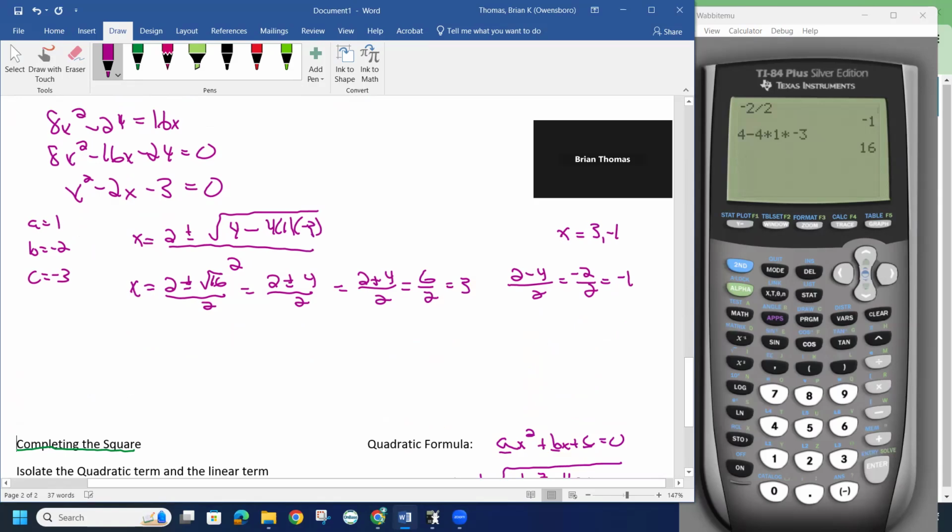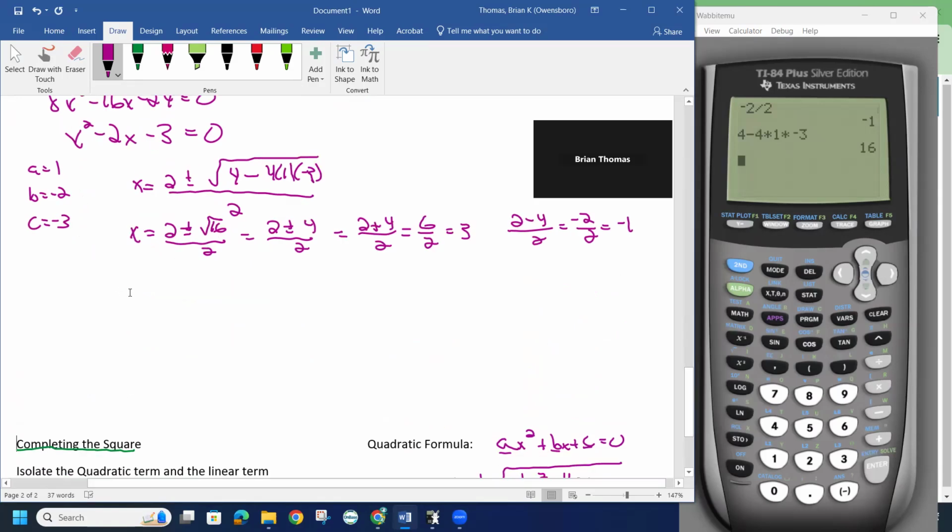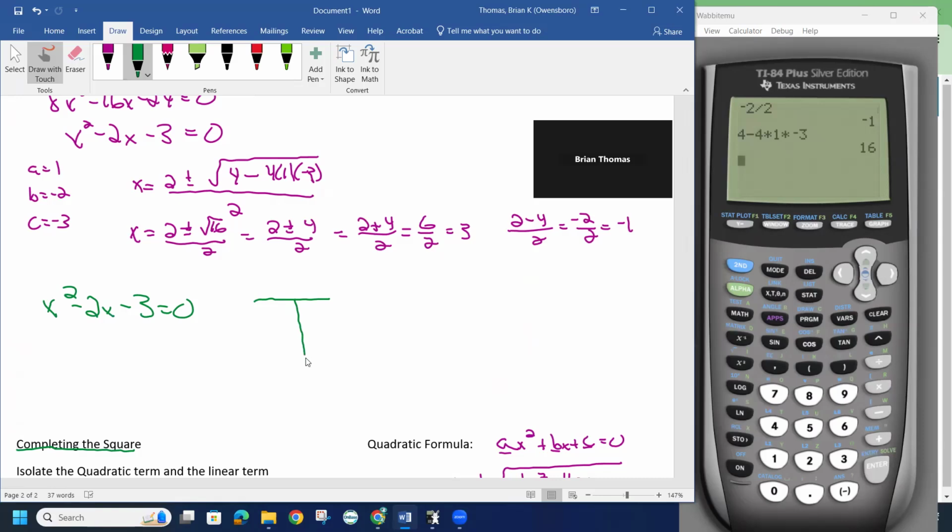Now notice also, though, that if I look at this equation, x squared minus 2x minus 3 is equal to 0. Notice that since the coefficient of x squared is 1, what I could have also done on this problem is see if it was actually factorable. What are the factors of a -3 that add up to -2? Well, notice that there's only a 1 and a 3.